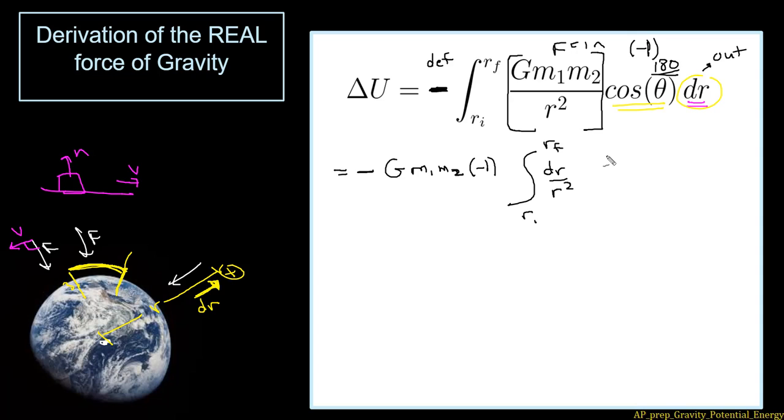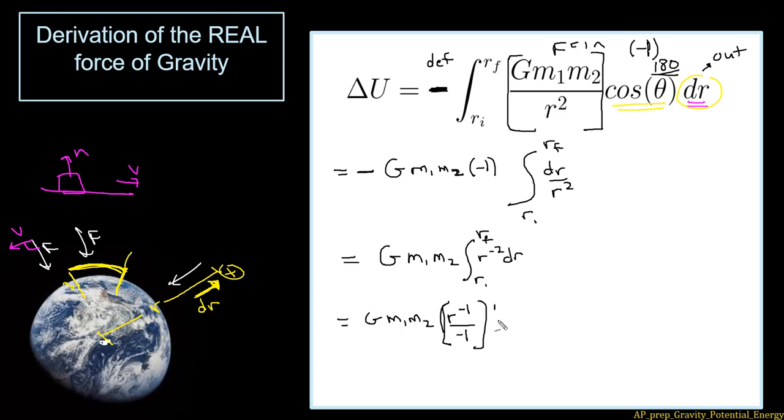I've got two negatives, so that becomes a positive. These are just constants. And then I'm going to be lazy, clever, and attractive and call this r to the -2 dr from initial to final. And then this is just a polynomial where to integrate, you add 1. So that's going to make it r to the -1 divided by your new power, and I'm going to evaluate that from initial to final.